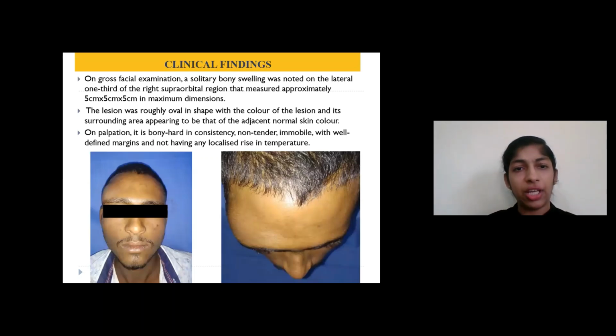On facial examination, a solitary bony swelling was noted on the lateral one-third of the right supraorbital region that measured approximately 5 x 5 x 5 in maximum dimensions. The lesion was roughly oval in shape, with the color of the lesion and its surrounding area appearing the same as the adjacent normal skin color. On palpation, it is bony hard in consistency, non-tender, immobile with well-defined margins, and not having any localized rise in temperature.